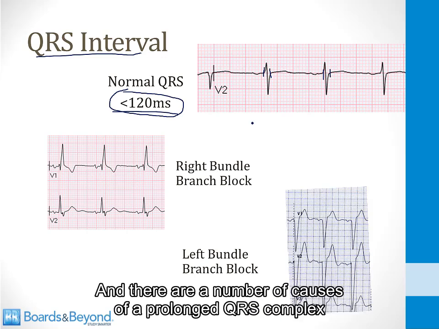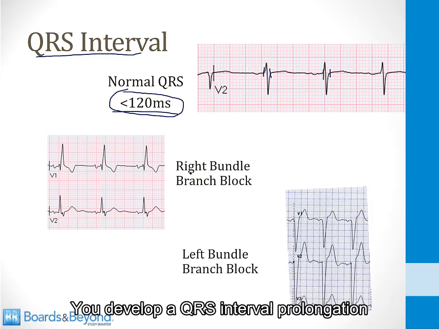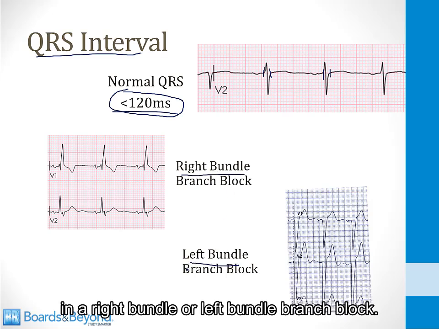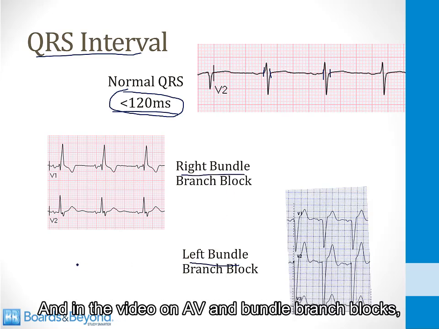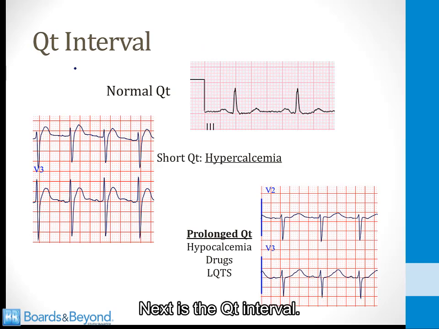There are a number of causes of a prolonged QRS complex, but some of the most common are bundle branch blocks. You develop a QRS interval prolongation in a right bundle or left bundle branch block, and in the video on AV and bundle branch blocks, I talk in detail about how to recognize right and left bundle branch blocks.